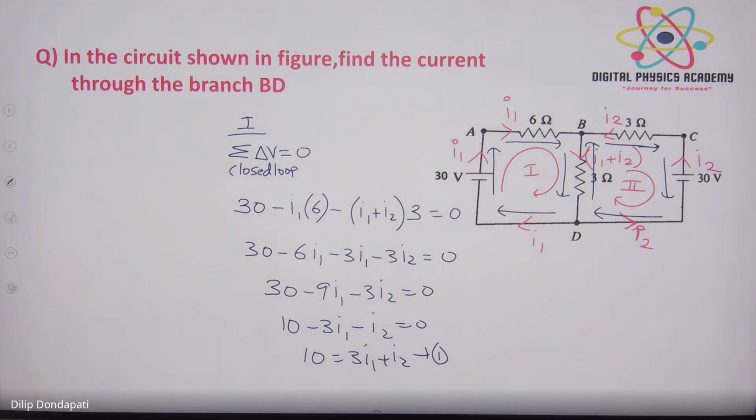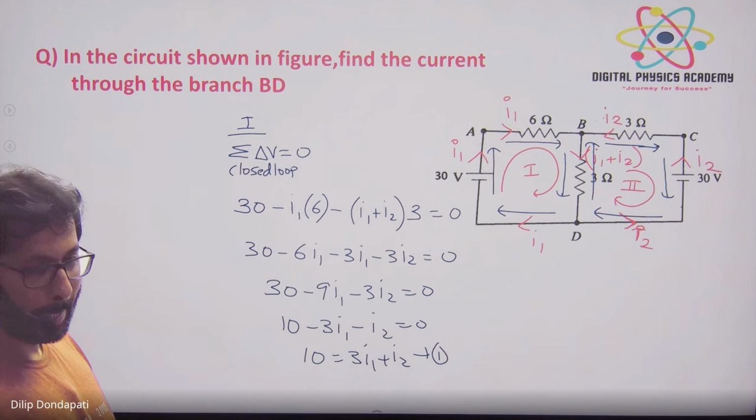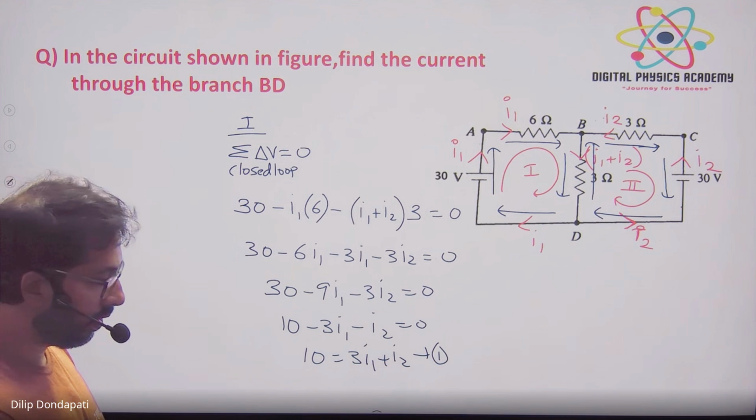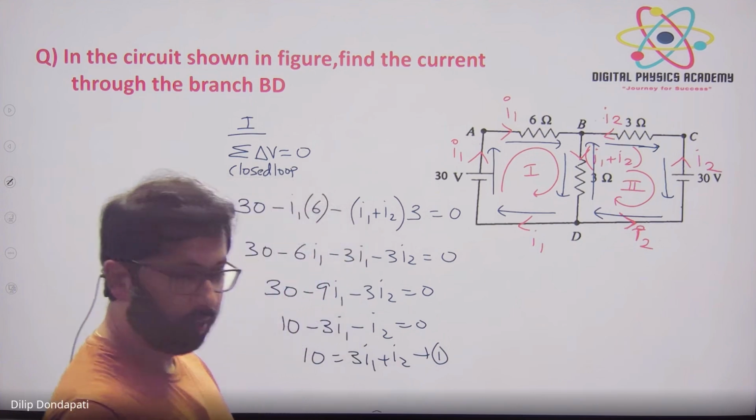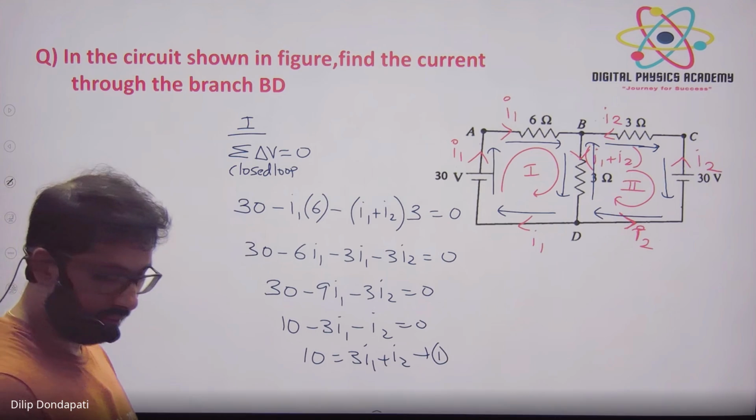What is the second equation? 10 is equal to 2I2 plus I1. Yes. Now solve. I1 is 2 and I2 is 4. Yes.